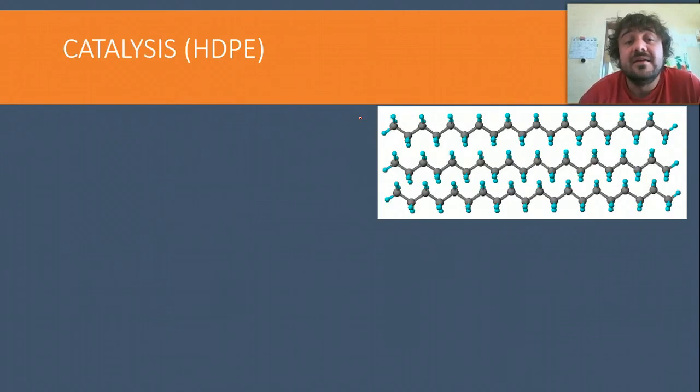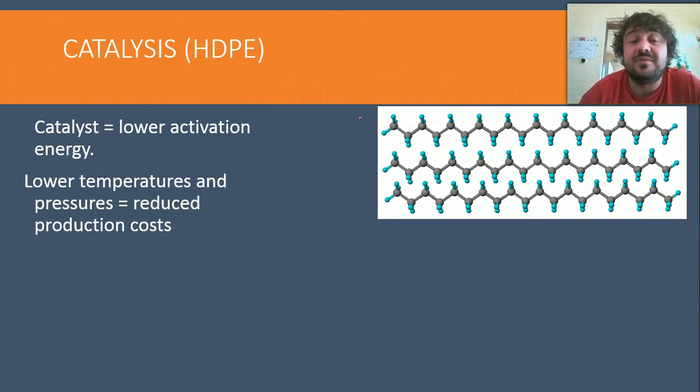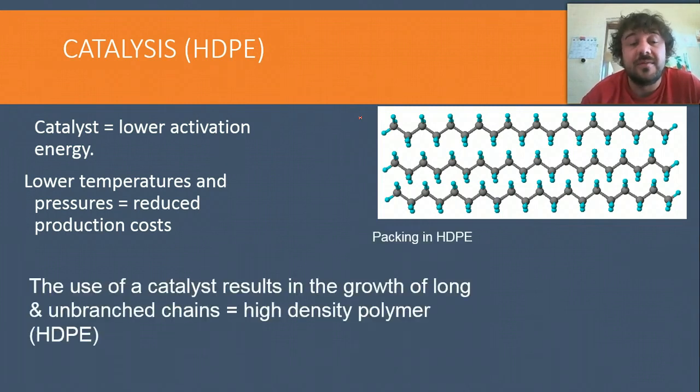All right, catalysts. Now, catalysis gives us high density polyethylene. So a catalyst equals a lower activation energy. So we do it at lower temperatures and pressures, and this gives us reduced production costs. Okay, now the use of a catalyst results in the growth of long and unbranched chain polyethylene, which we call high density polyethylene. Sorry, that was tough. Okay, so we see as we go along here, there are no long branching side chains, so they can actually pack in nice and tight.